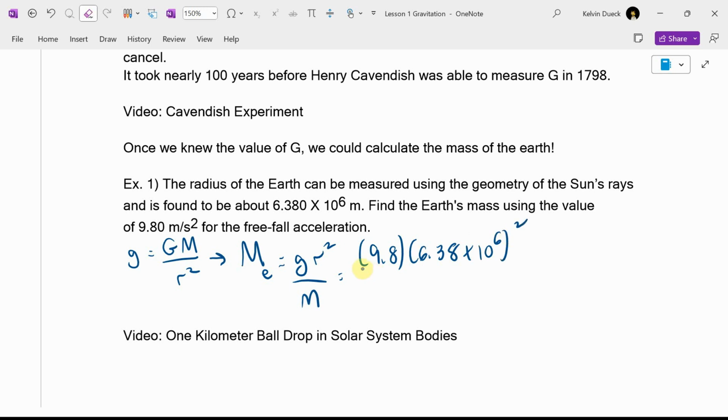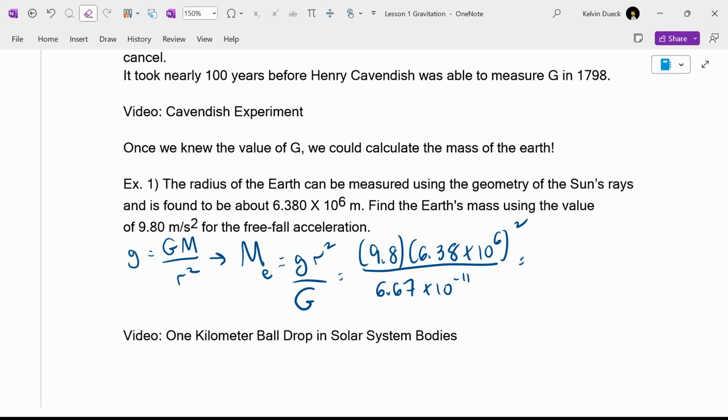Don't forget the squared. Divided by, and what did I put, what did I do dumb and wrong, Mr. Dueck here? I don't want big M there. I want big G there. I'm sorry, folks. We're getting the big M by itself. We're going to put the big G there, which is, what was it? 6.67 times 10 to the negative 11.